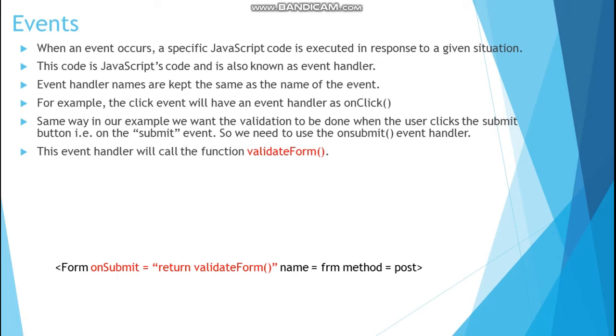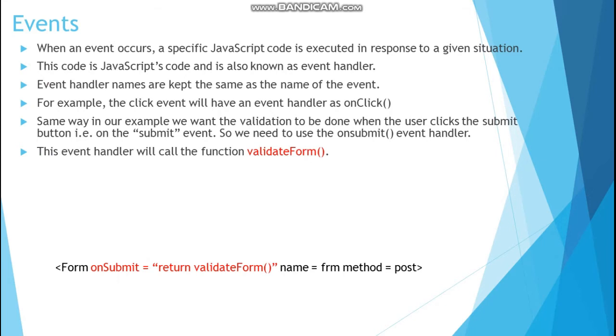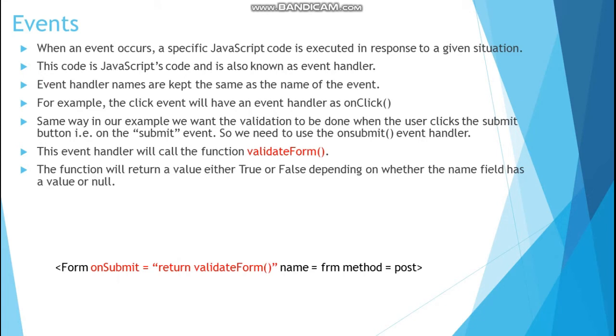This event handler will call the function validateForm. The function will return a value, either true or false, depending on whether the name field has a value or null. Remember, in computers, null means nothing. So if there is nothing written in the text box, then it is said that there is a null value in the text box. So remember, null means nothing.